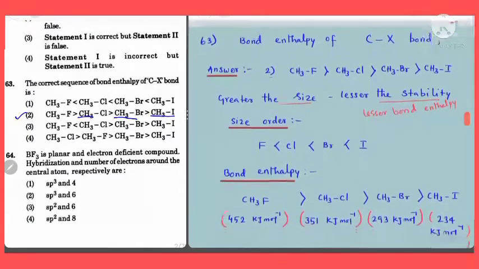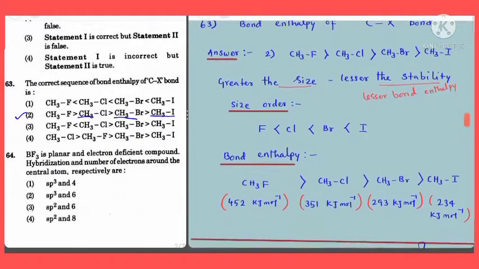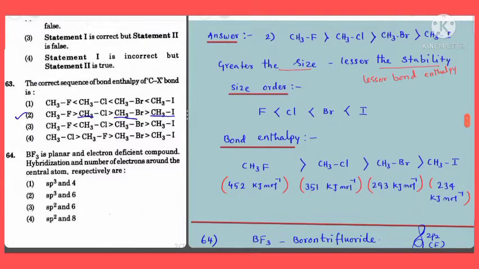I have given the size order here. Size from fluorine to iodine gradually increases. When the size increases, the stability decreases, because a greater-sized atom is difficult to hold strongly, isn't it? I have also given the bond enthalpy values. The bond enthalpy of CH3F is about 452, chloride compound 351, bromide 293, then iodide is 234. You can see there is a gradual decrease in bond enthalpy from fluorine to iodine. So the correct answer is option 2.